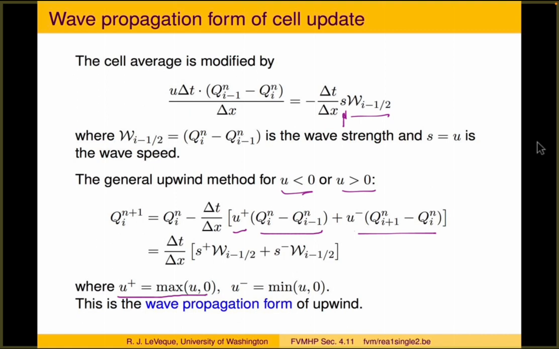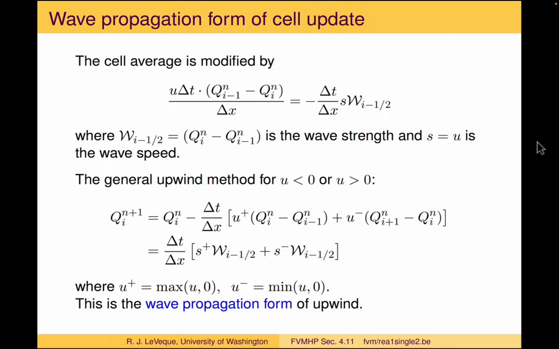And so you can look at this as being the wave that corresponds to the jump between qi and qi minus 1 that's moving in from the left, but only if the wave speed is positive, and the wave from the right edge is moving in only if the wave speed is negative. And again, this can now be generalized to look at a set of waves and speeds that are given by eigenvectors and eigenvalues of the coefficient matrix for the linear system case.